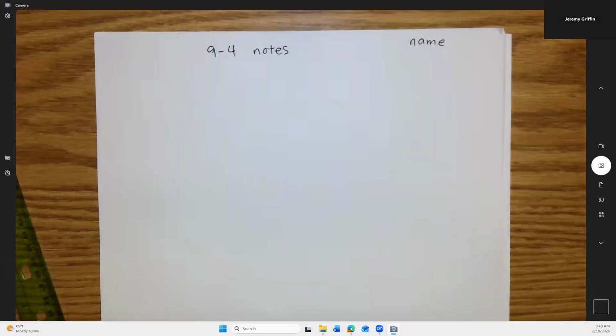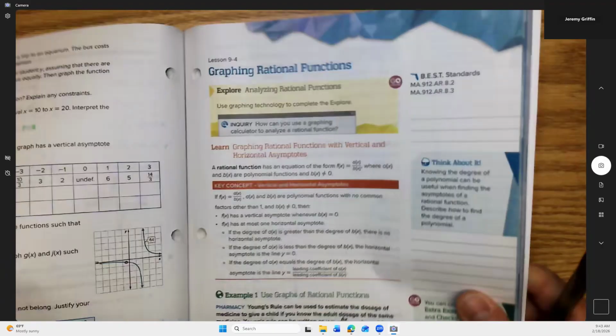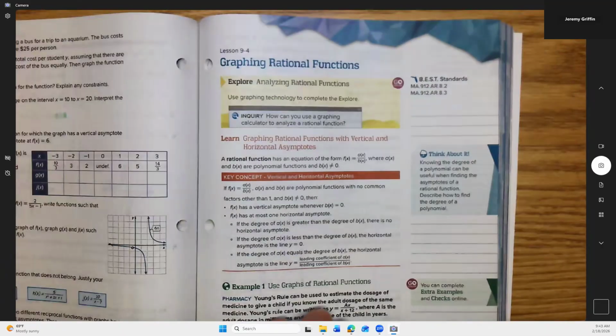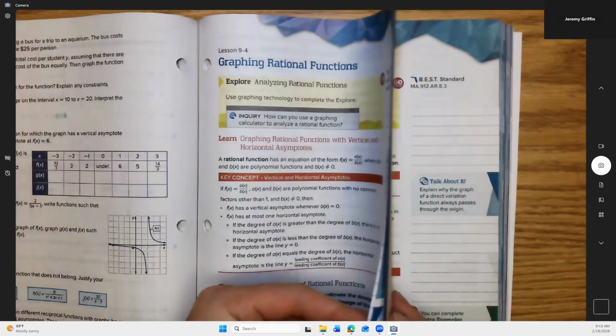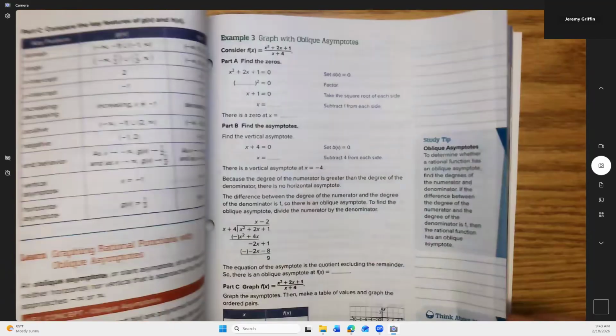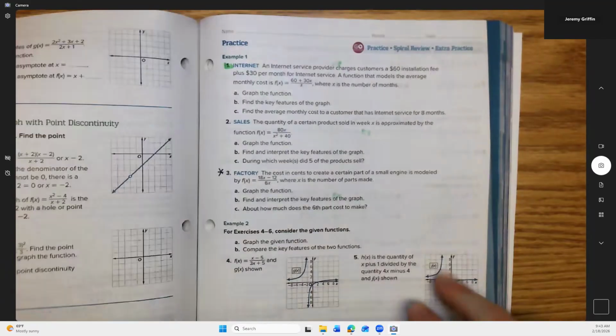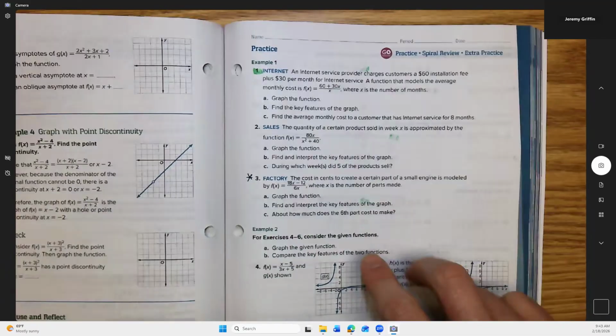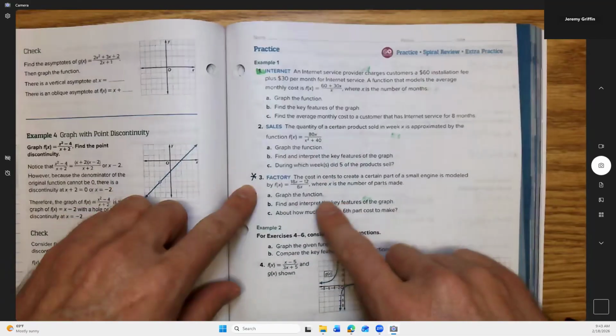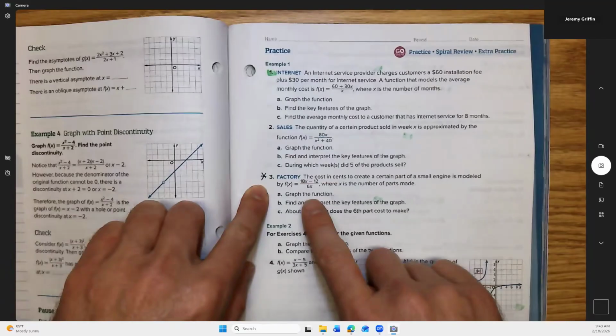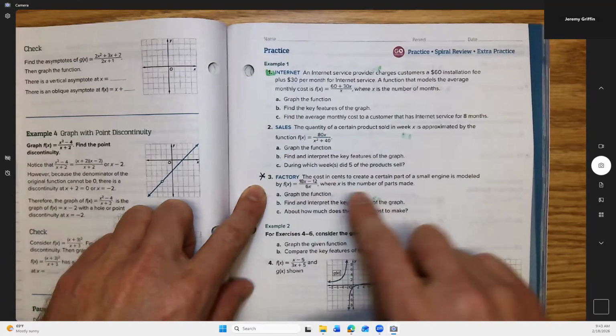Class notes, 9-4. Graphing rational functions. Just like always, I recorded a video that's about an hour long. I go through all these book examples and all these green highlights. But we'll pick out some to do together that are a little bit different from those, if you need extra examples.